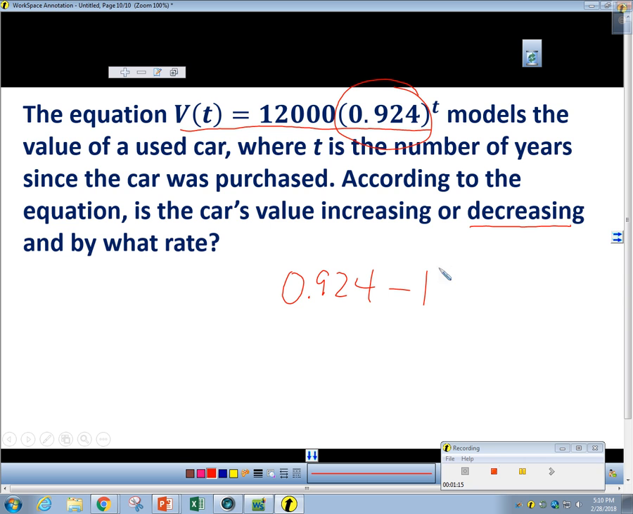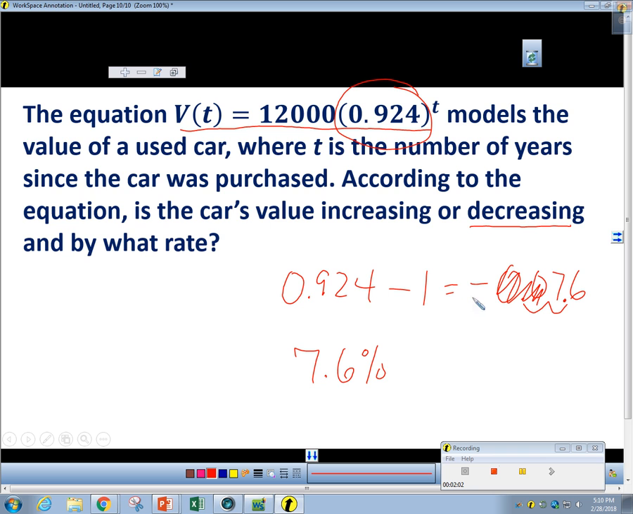You get negative 0.076. So the negative tells us that it's decreasing, but we already knew that. The 0.076 tells us the rate. And what we have to do now is change this into a percent. So we do the opposite of what we normally do, and we're going to move the decimal 2 places to the right. The decimal ends up between the 7 and the 6. The zeros in the front we don't really need anymore, and so we have 7.6%.